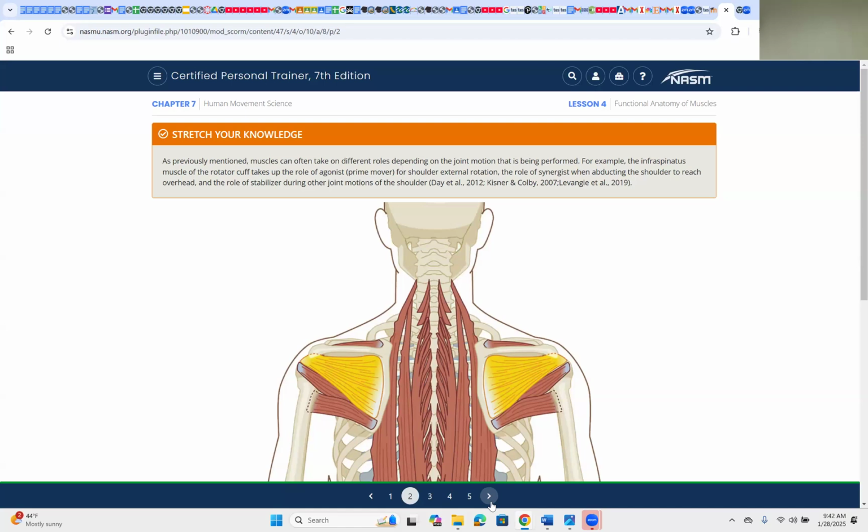Number five coming up is antagonist. What does antagonist mean? How would you define antagonist?